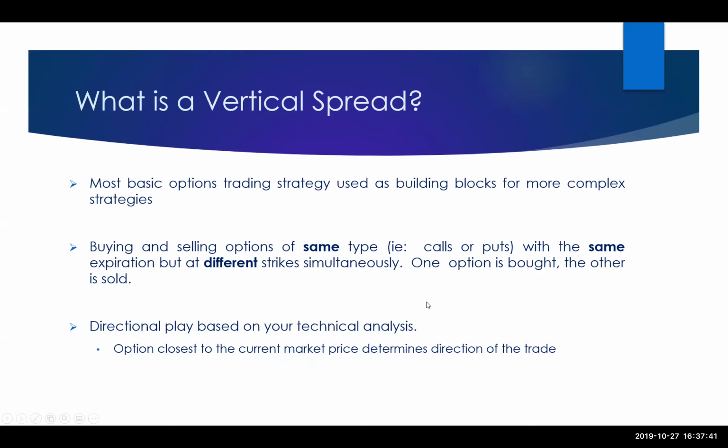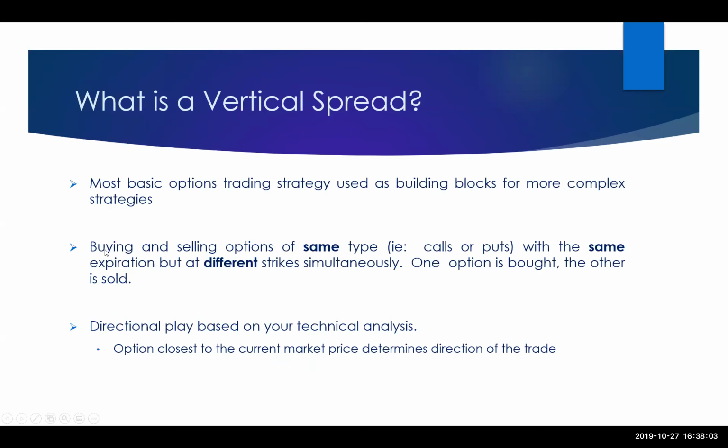So let's get right to it. What is a vertical spread? Vertical spreads are the most basic options trading strategy, and they're used as building blocks for more complex strategies. You may have heard of some of them, like the iron condor, the butterfly, the straddle, the strangle. There are so many different strategies out there. But you must understand and learn the basics using the vertical spread.